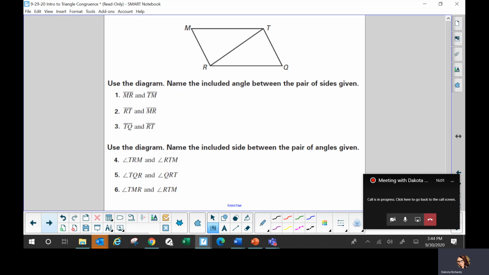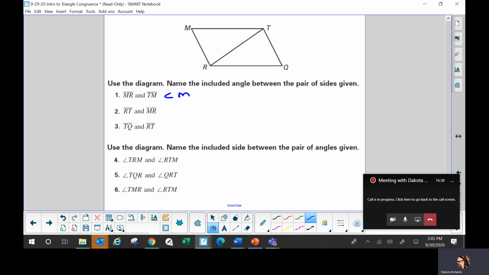Here we practiced labeling the included angles and the included sides. So on the diagram, number 1, it says we have to find the included angle between the pair of sides given the sides are MR and TM. So MR is here. TM is there. So the included angle that's in between those two sides would just be angle M.